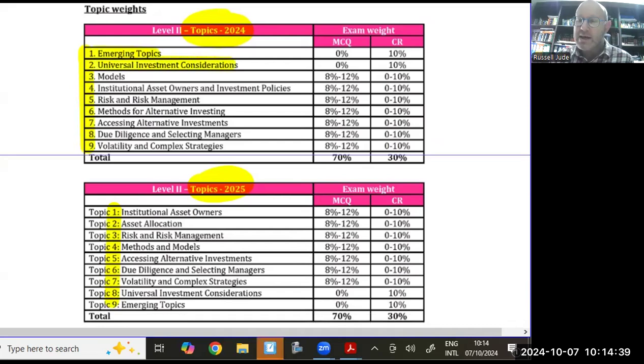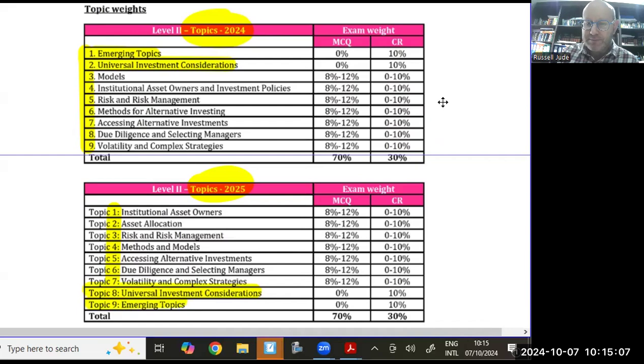There's been a little bit of a change around. In 2024, emerging topics and universal investment considerations were topic 1 and 2. Now they are topic 8 and topic 9. So when you begin your studies, don't think that they've been removed, because they're not where they used to be. They've just shifted down to the back end. One doesn't know if they've become less important. I wouldn't think so. They've just been moved to the back end of the process.